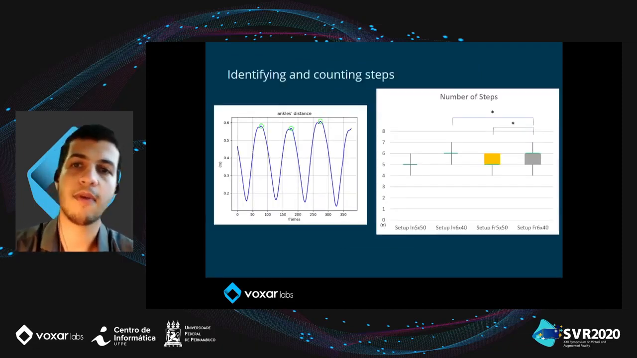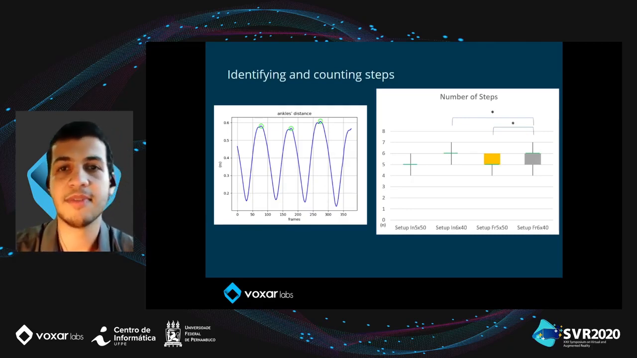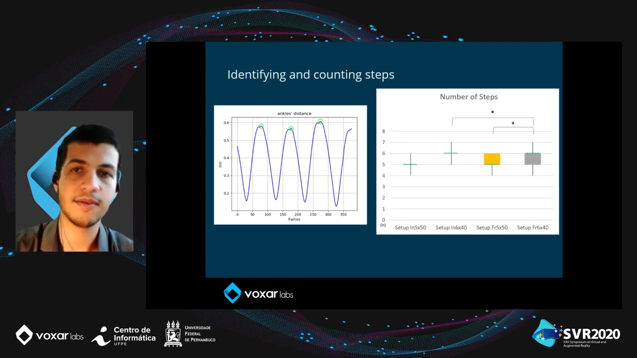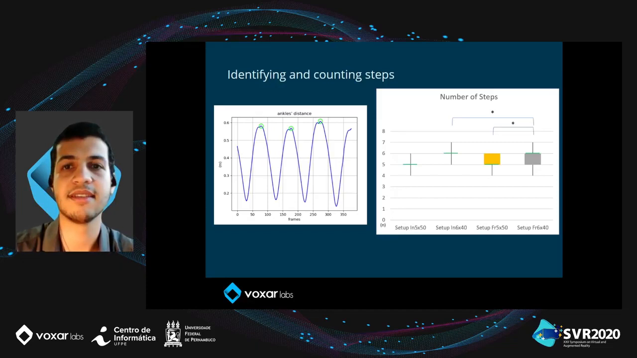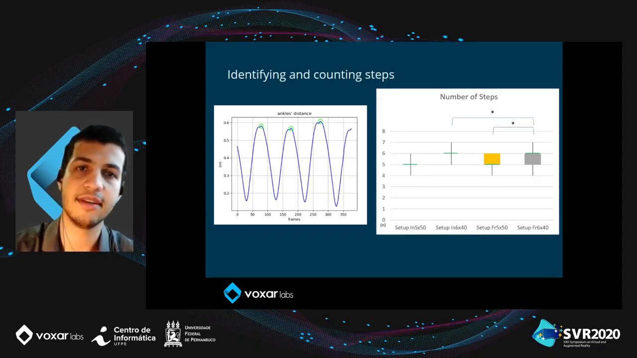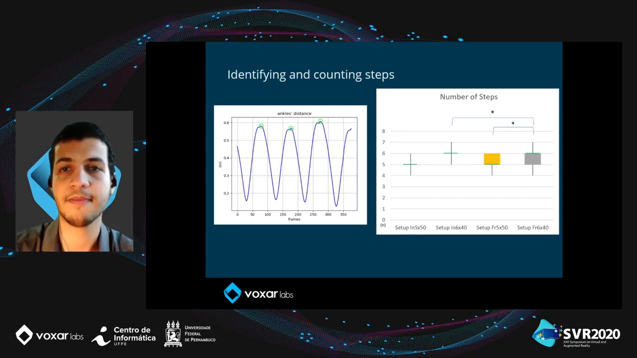The algorithm correctly identified 96.8% of the steps taken during the test, and the Euclidean distance between the ankles was used to identify the steps. When there was a local maximum in the graph, it meant that the user took a step. The graph on the left shows the distance between the ankles in each frame, and the point circled in green represents the local maximum. The graph on the right is a box plot of the number of steps taken in each setup, where the green lines represents the expected outcomes for the setup.